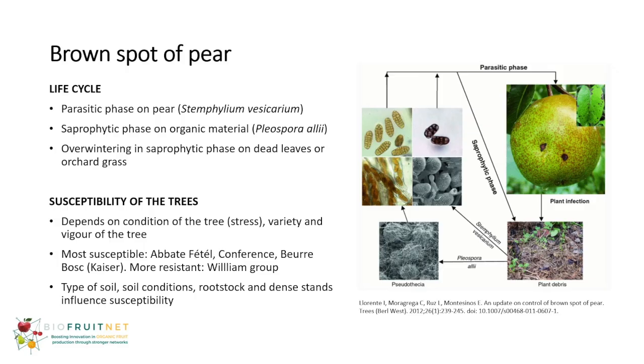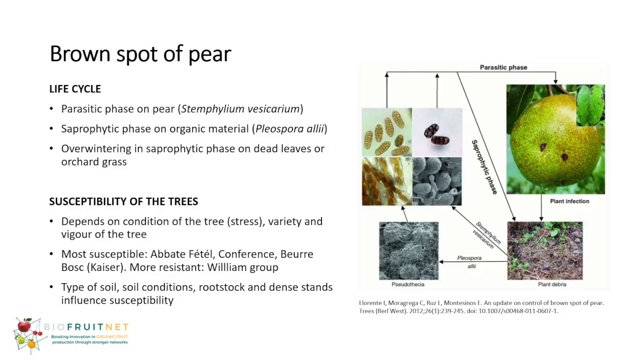Brown spot of pear, the life cycle. It has a parasitic phase on pear, called Stemphylium vesicarium. And it has a saprophytic phase on organic material, and that is called Pleospora allii. The overwintering is in the saprophytic phase on dead leaves or orchard grass, like you can see in the picture right under.